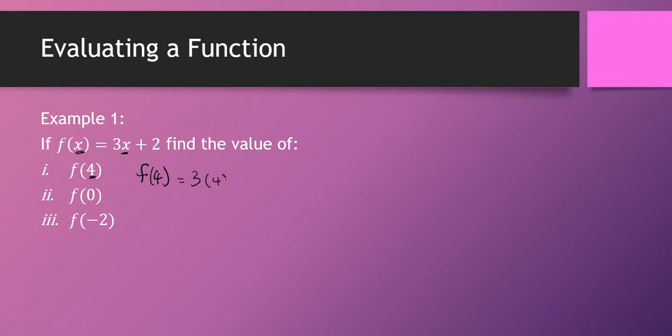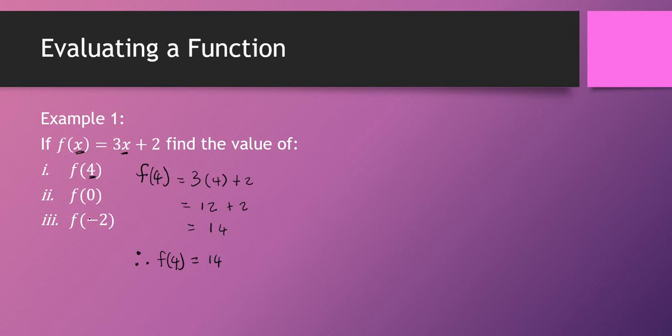And you use a bracket to show your substitution. Put back your plus sign. And then all you're going to do is to simplify. So 3 bracket 4 implies multiplication. So what this means is 3 times 4. So 3 times 4, that is going to give us 12. Put back your plus 2. And 12 plus 2, that is going to give you 14. So therefore, we now know that f of 4 is equal to 14.